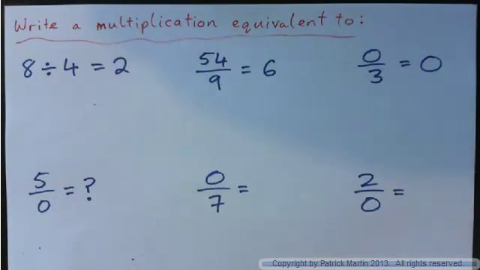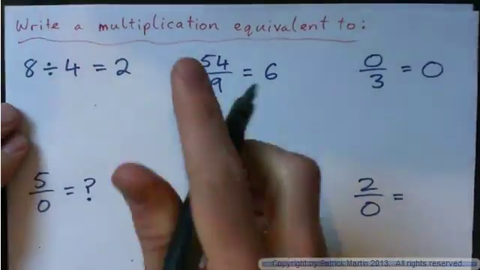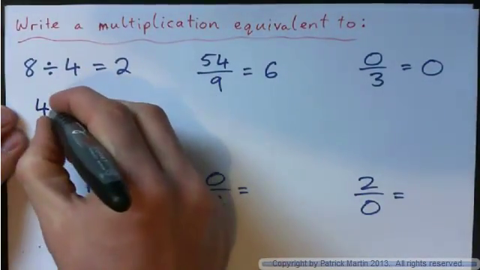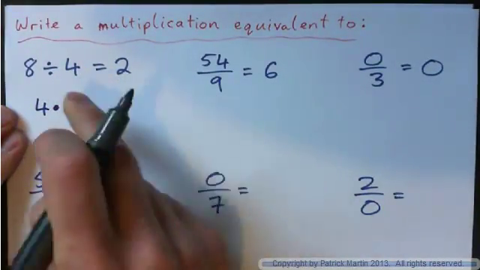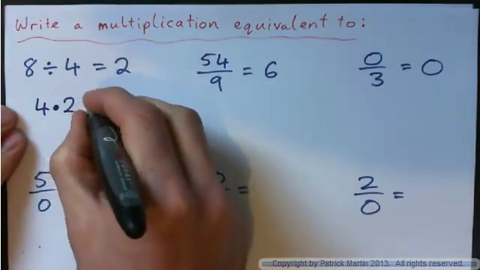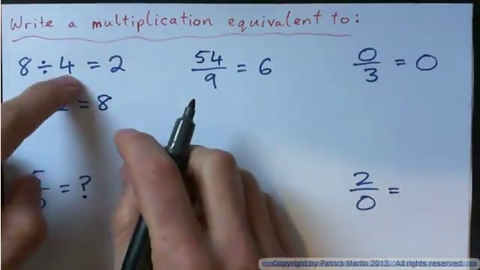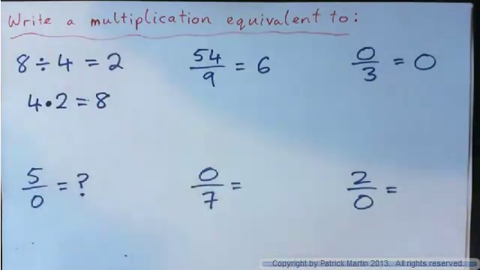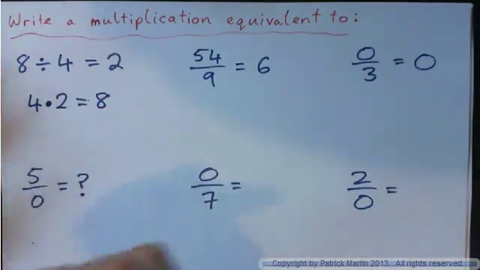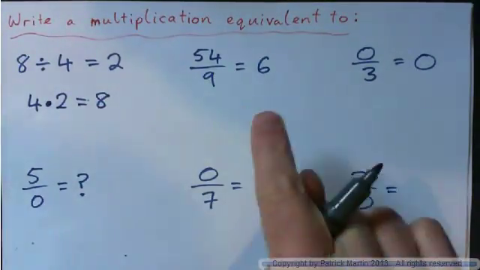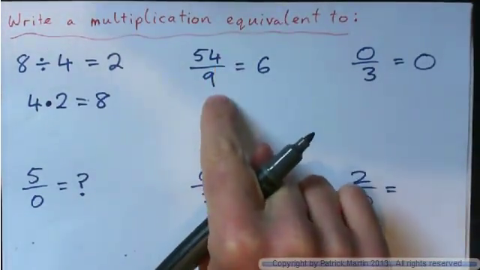In this video we're going to write a multiplication equivalent to these divisions. So we'll start with 8 divided by 4 equals 2. For this we could also write 4 multiplied by 2 equals 8, right? So the big number divided by this equals 2, well then 4 times 2 is 8. Or you could write 2 times 4 equals 8. That also works.